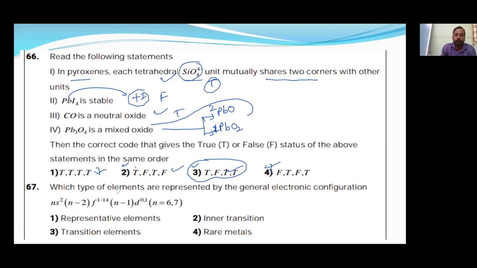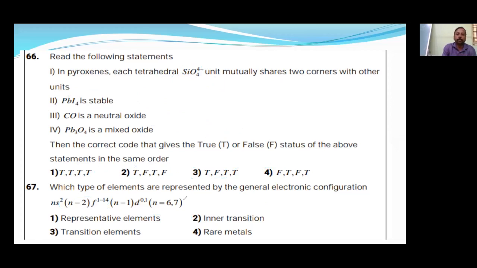Next, which one of the following is represented by the general electronic configuration? See, f1 to 14 is there. So, inner transition. What will be the answer? Inner transition. Is it clear to all of you? Now, shall we go further? Okay, sir.